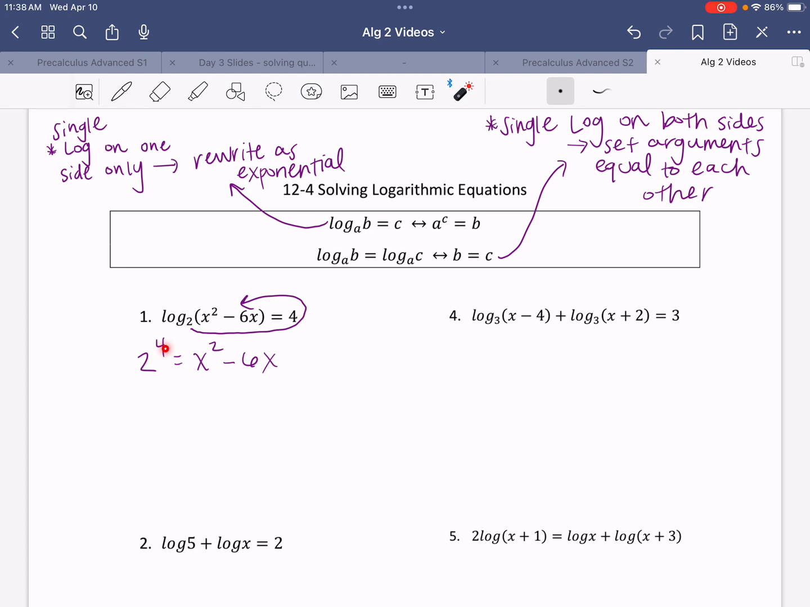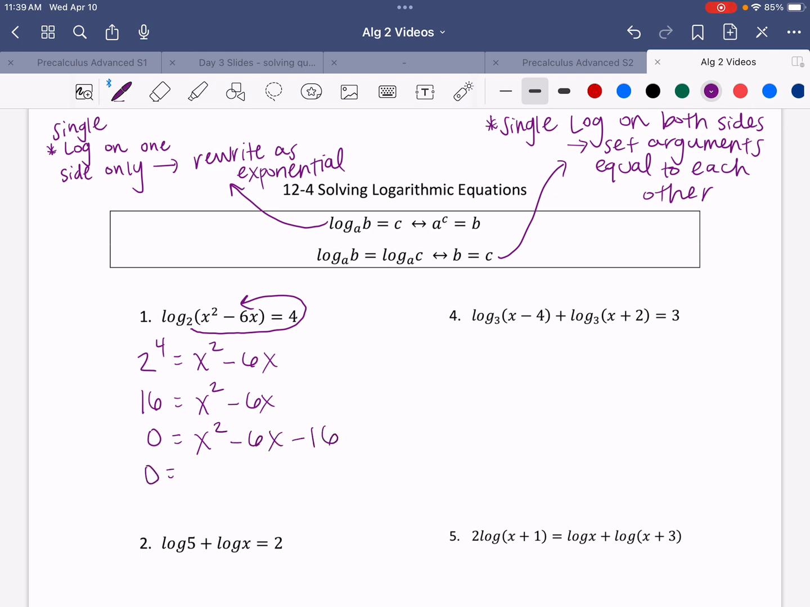2 to the 4th, please be careful, it is not 8. It is 2 times 2 times 2, which is 8, times another 2. So 16 equals x squared minus 6x. Then I'm going to move everything to one side, so I'm going to subtract the 16 and factor. To multiply to negative 16 but add to negative 6, I get x minus 8 and x plus 2, and that gives me two solutions, x equals 8 and x equals negative 2, once I set those equal to 0.